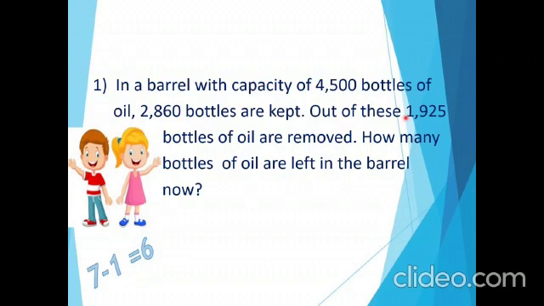But do we need all three pieces of information? No, children. Here, to find the number of bottles which are left in the barrel, we need only how many bottles are there in the barrel and how many are removed. So we don't need the capacity of the barrel. This information we have to discard. That is the second step. So let's note down the information which is needed.